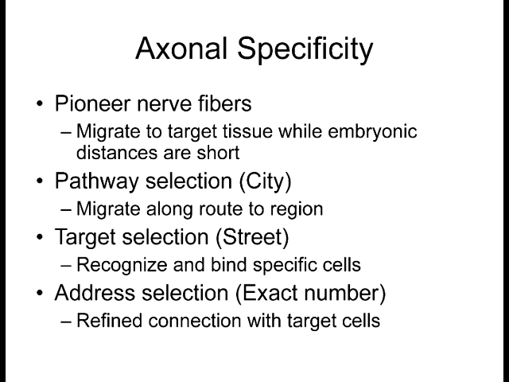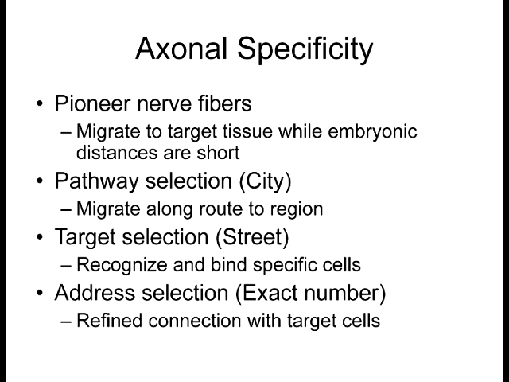The last one, and this is the one where you really get into precise chemo factors such as proteins and receptors, is the address selection. Now you're on the street where you want to get to. Now you need to know exactly what cell that neuron is going to connect with. So this is where the refinement process comes into play. In most cases, you'll get several neurons reaching a certain target cell, but only one will end up staying with that and the other ones atrophy or die off.